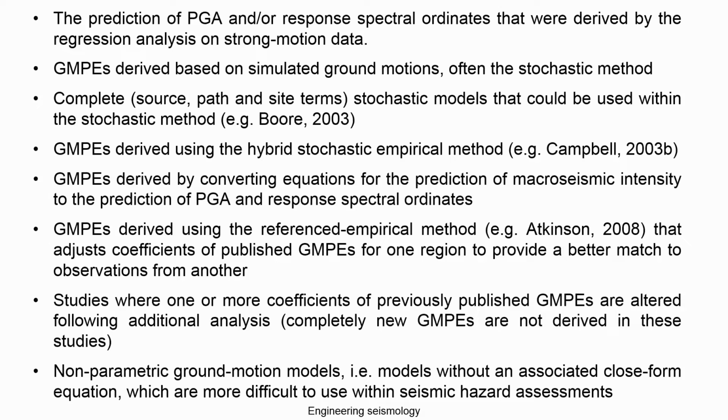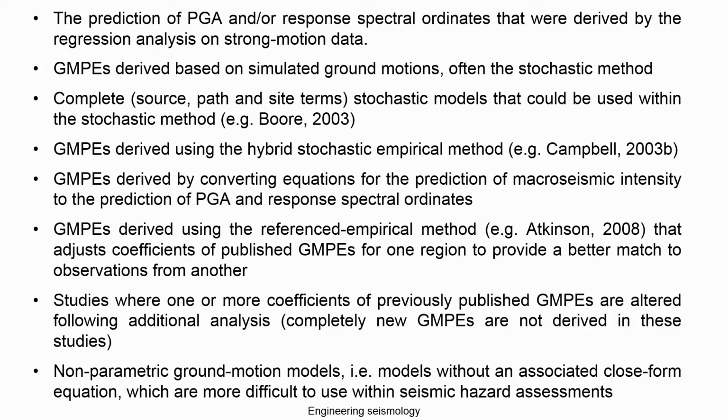Here you have to compile a similar kind of site and seismotectonic region, and take different M and R combinations. Using that you can develop a regression equation. That kind of regression equation you can call a ground motion prediction model. The GMP is derived based on the simulated, which we have seen, the stochastic-based model. The complete source, path and site term stochastic models could be used with the stochastic method. When you use that, you should account for the source, path and site terms properly using the regional parameters.